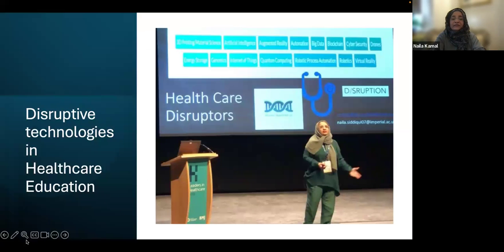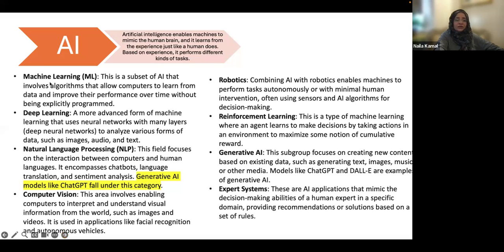So disruptive technologies have really taken over. So again, I was speaking at a conference about 8 years ago, so already we are far ahead of what was right at the beginning. So I'm going to introduce you to some terminologies and some technologies and how they are being used in medical education. So we talked about artificial intelligence, which is the most common one that we talk about.